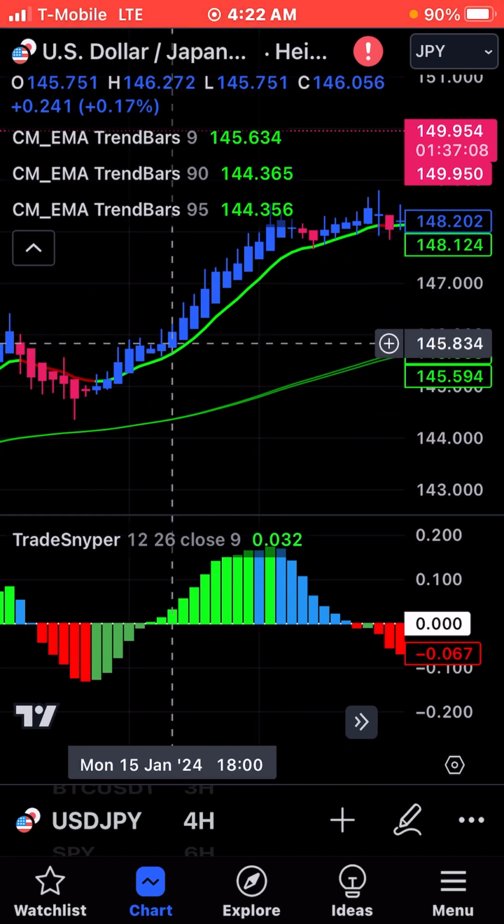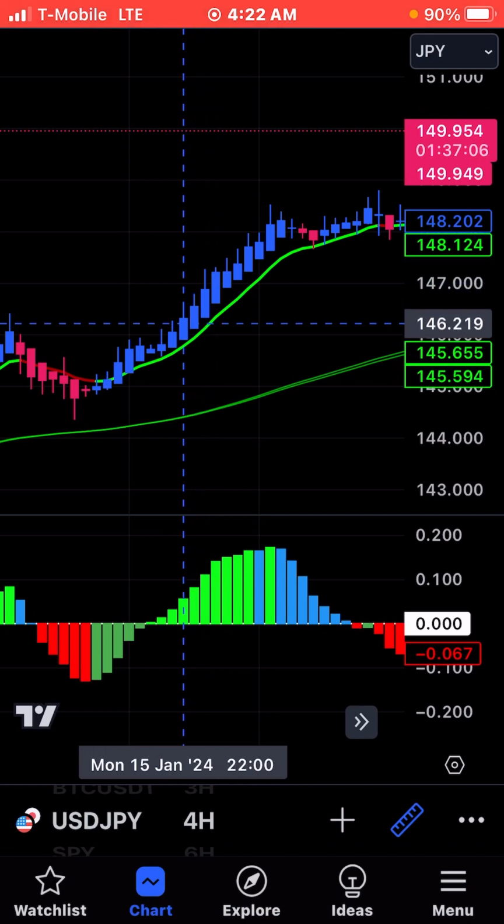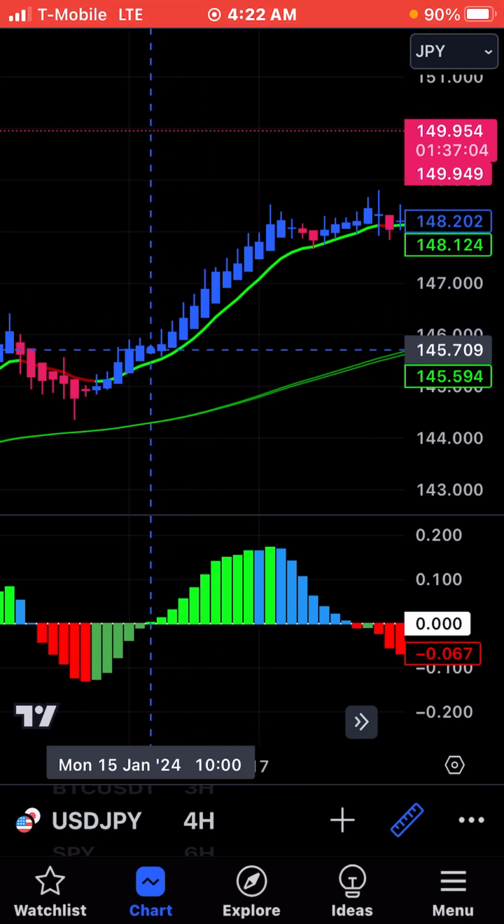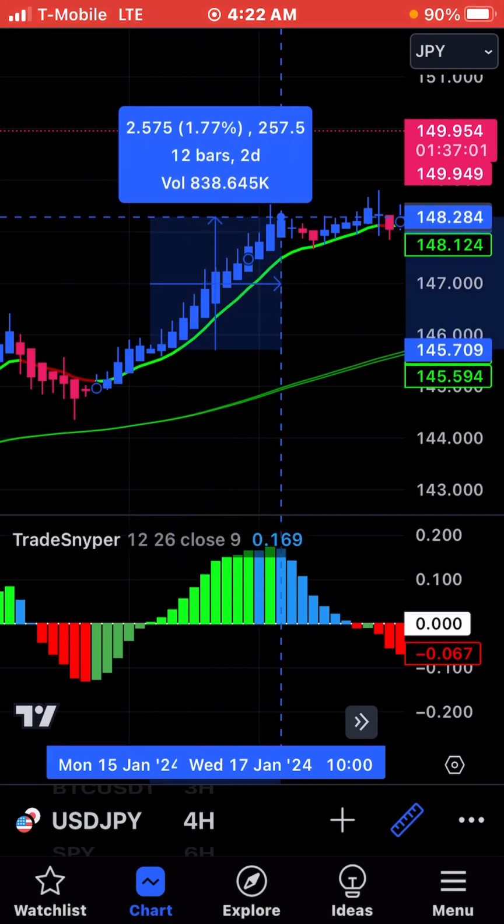There's the start of it. Let's just see how much this one is. It came in right here, and you wrote it out to here. Yeah, this is over a 2,000 pip move. So if you wagered $1, you'd have $2,575.